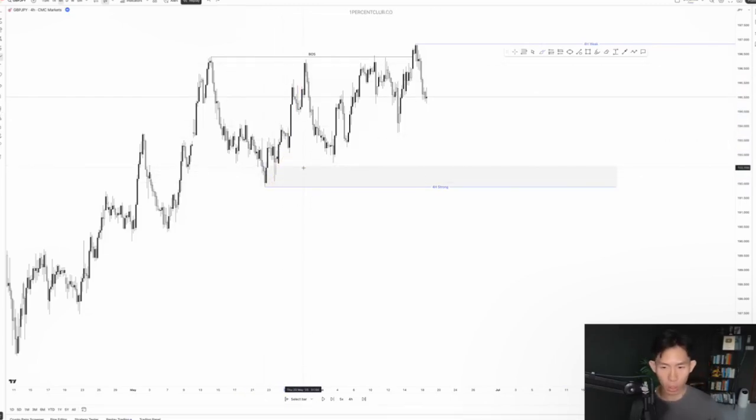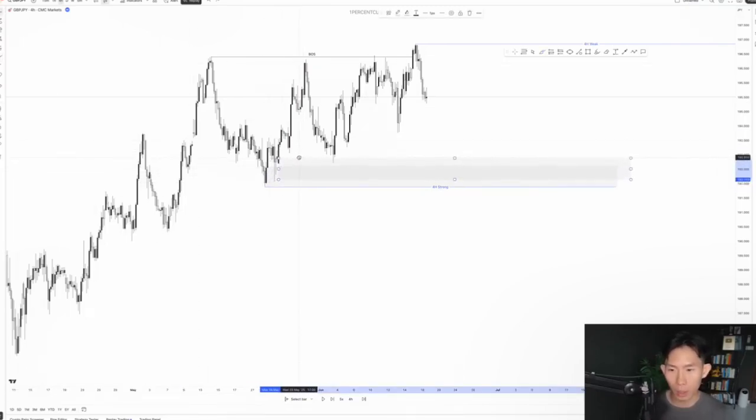So this zone is most likely not going to work anymore because it's already mitigated, right? So you just continue mapping this. Okay, there's another zone right here. But then guess what? Price also used this one as well before pushing up. And then let's continue, just follow the money, all right?